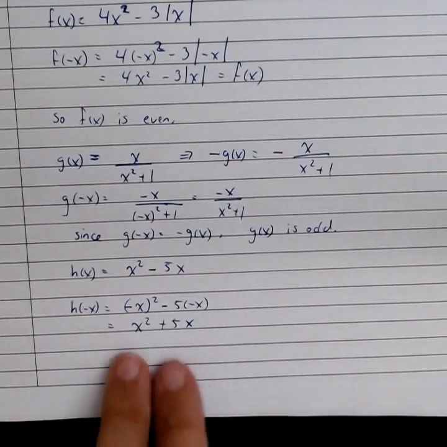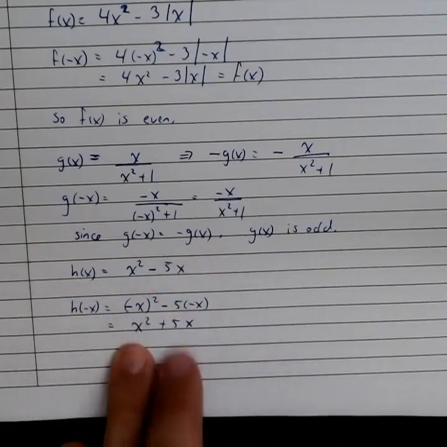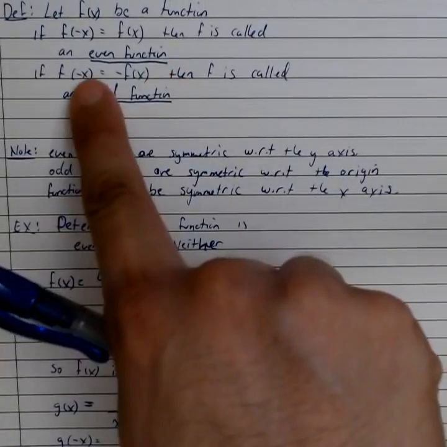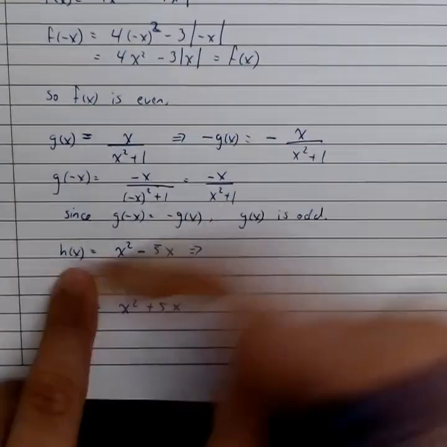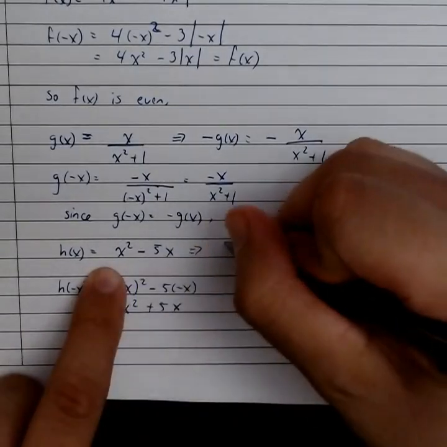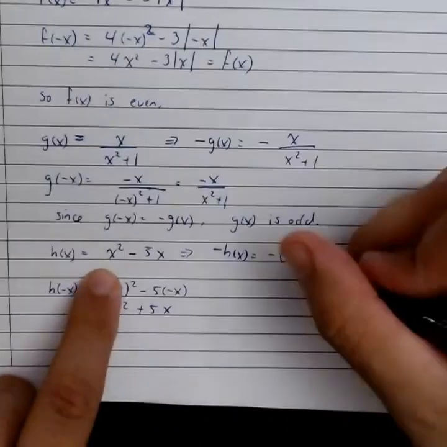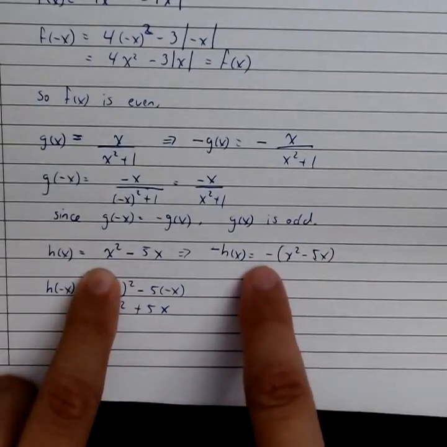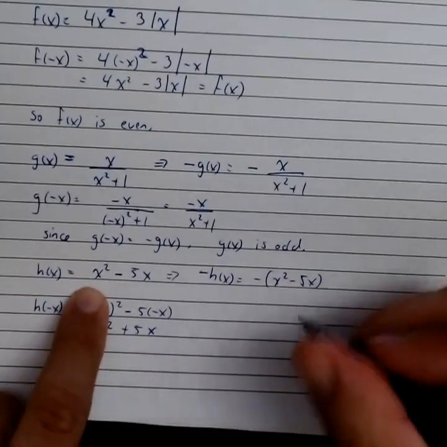So notice these are not exactly the same. h of x and h of minus x are not equal to each other, so that means it's not even. But now maybe it's equal to the opposite. Well, what is the opposite? If h of x is equal to x squared minus 5x, then the opposite of h of x would be the opposite of all of this stuff. You could distribute that negative. That would be minus x squared, and double negative makes that a plus 5x.